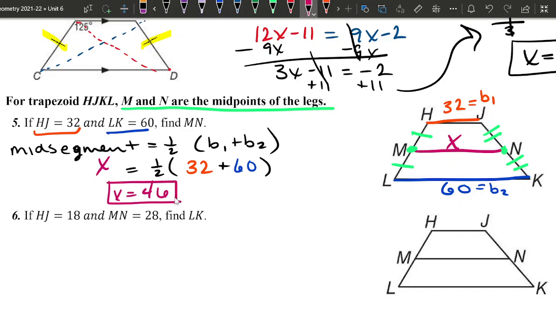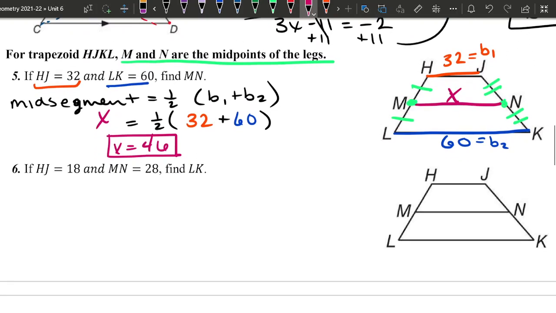All right, so that's one type of mid-segment or median problem. The next one, so go ahead and sketch the trapezoid, real quick sketch. And this time it says that HJ, the top piece, is 18.